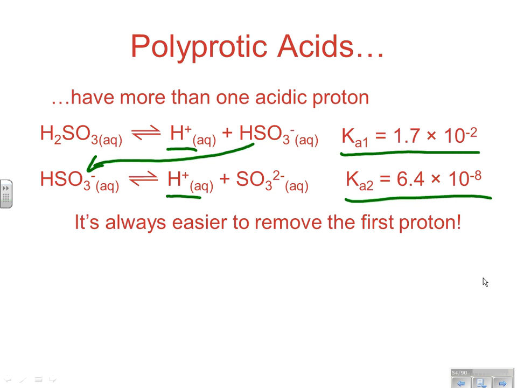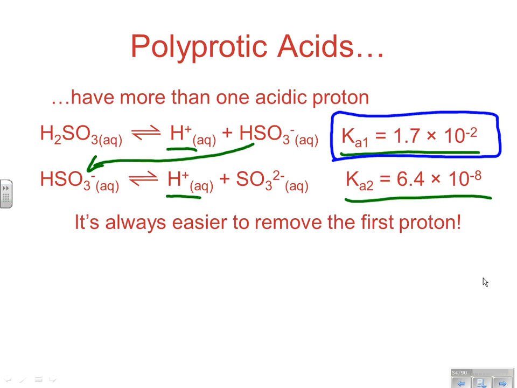you need to understand that it's always easier to remove the first proton. So you're always going to see a significantly higher Ka value for the first one. So that's going to contribute a much larger amount to the overall quantity. And remember that whole neglect x thing? If we weren't contributing enough, we could ignore it. Well, the same thing can happen here.